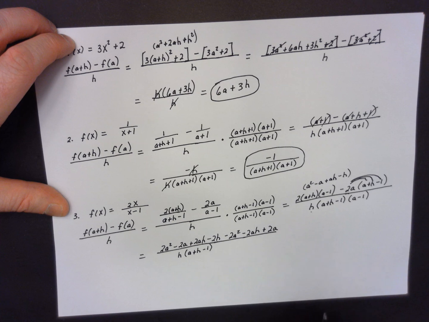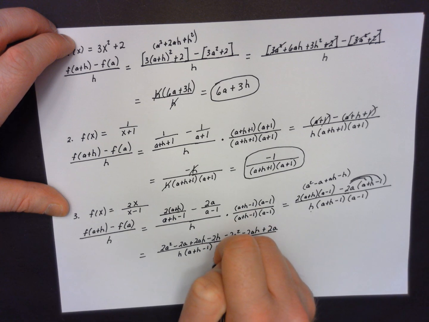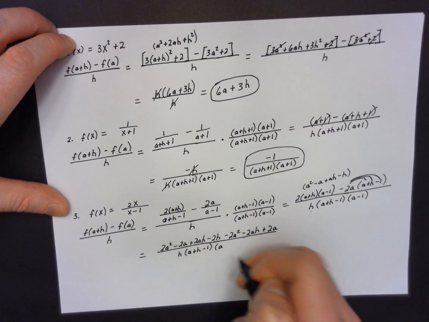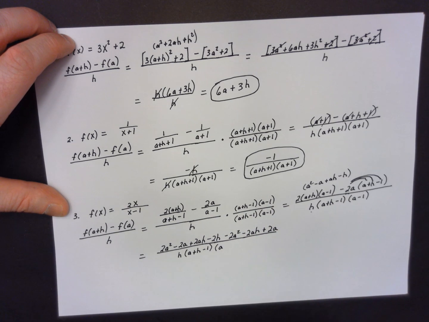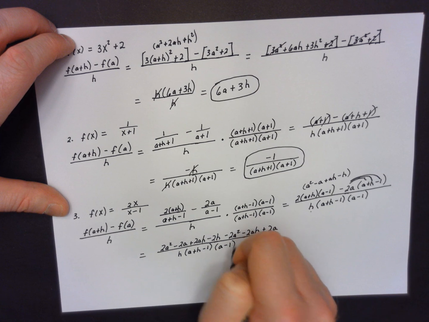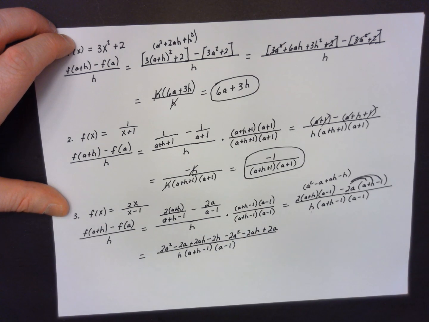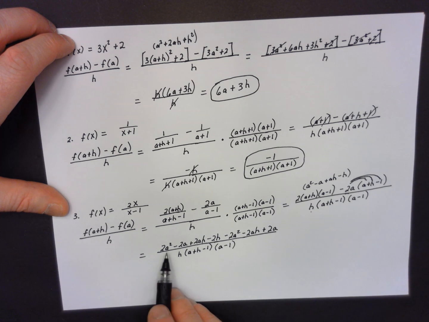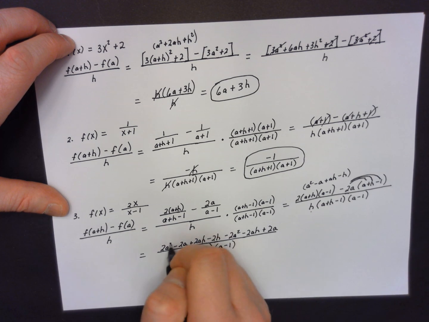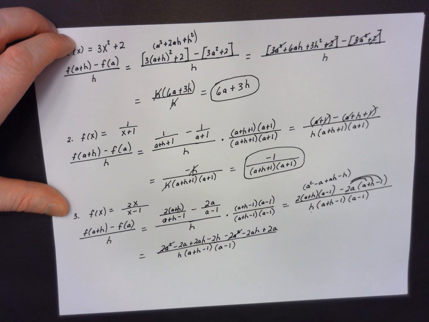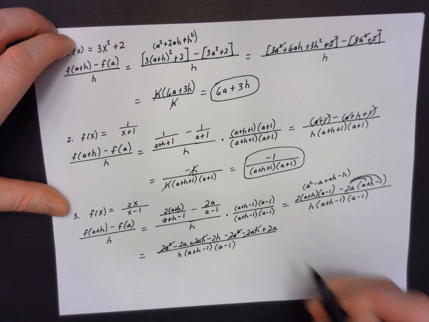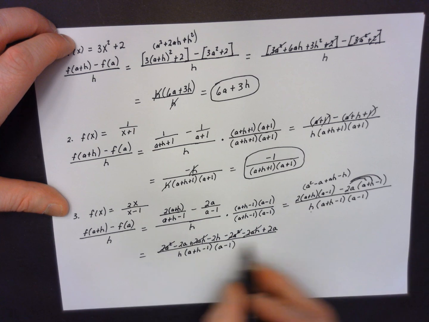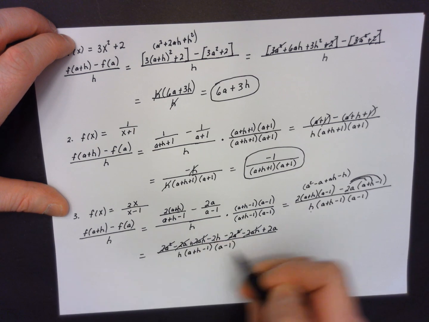You'll never be saying, hey, 2a squared plus 2a squared is 4a squared. They will never combine. They will always cancel out. And so if you're combining, you know you've done the wrong algebra. So let's see if I've done the correct algebra. 2a squared minus 2a squared, hey, they cancel. Excellent. Positive 2ah minus 2ah, they cancel. Wonderful. I have negative 2a, positive 2a, precisely what it's supposed to be. They will always cancel, never combine.